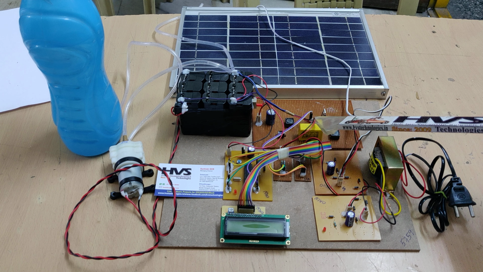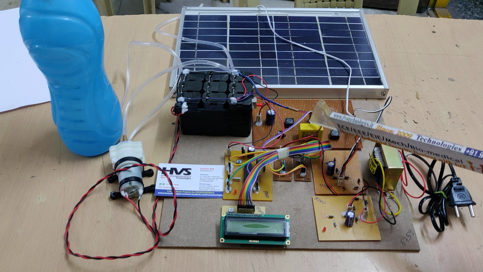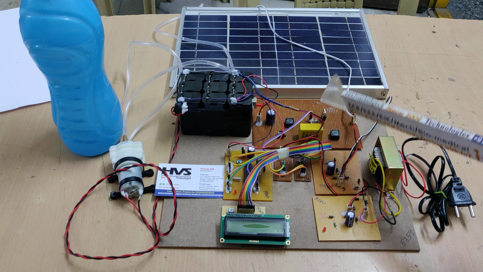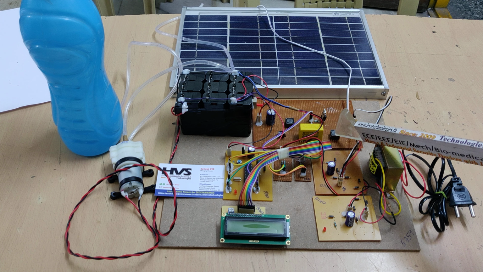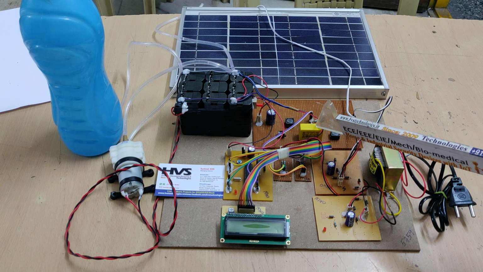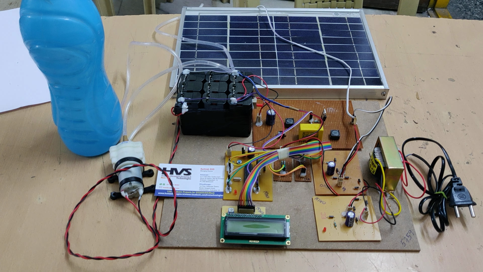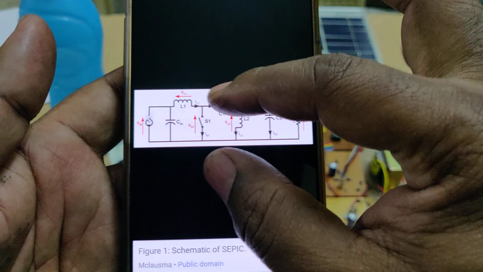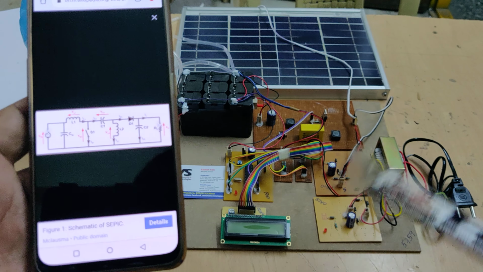So coming to the SEPIC converter operation, initially consider this capacitor fully charged. Next, when we switch on this MOSFET, the inductor and capacitors are already in a charged condition. So let me show you the circuit diagram of our SEPIC converter. This is the SEPIC converter circuit diagram. Let me explain it in parallel.